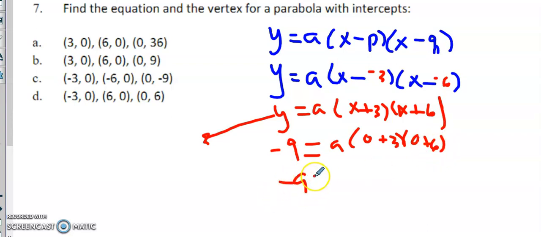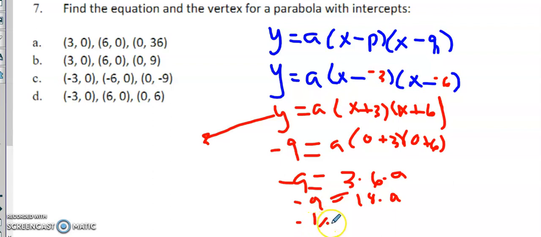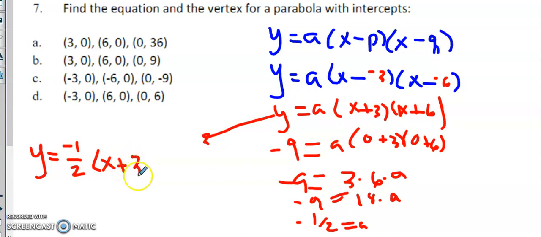So negative 9 is equal to 0 plus 3 is 3, 0 plus 6 is 6, times a. So we have negative 9 is equal to 18a. Divide both sides by 18, we're going to end up with a final answer for a to be negative 1/2. So the final answer here is y is equal to negative 1/2 times x plus 3 times x plus 6.